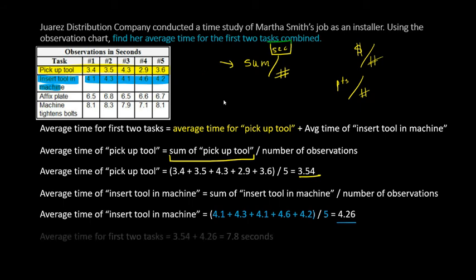So to find the average for the first 2 tasks combined, we're going to just add the 2 averages together. Okay, so on average, we're saying it takes her about 7.8 seconds to do both of these tasks. Okay, and that's it for this concept, practicing looking at manufacturing and labor costs.